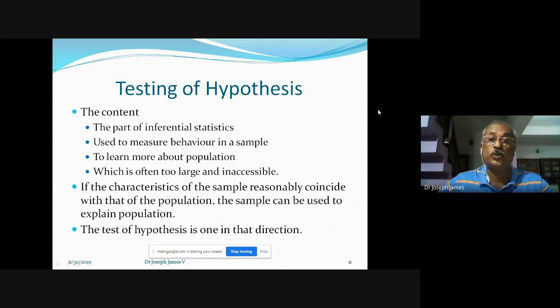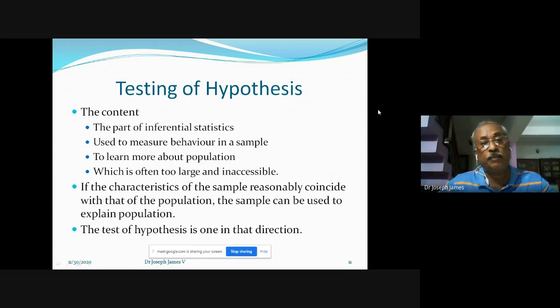Hypothesis testing is used to measure the behavior in a sample to learn more about the population, which is often too large and inaccessible. We know that the population is usually too large and inaccessible, or we cannot measure the entire population. It is impractical. And for learning more about the population, we use a sample, obtain the information from the sample and test whether the sample characteristics are applicable to the population as a whole.